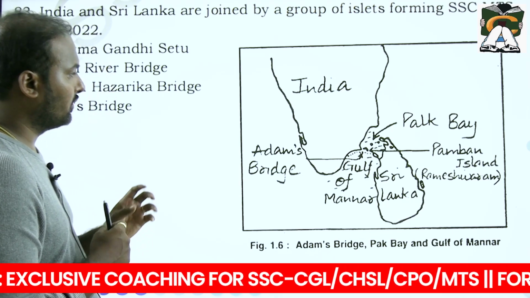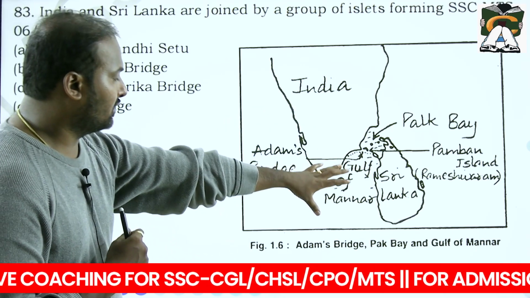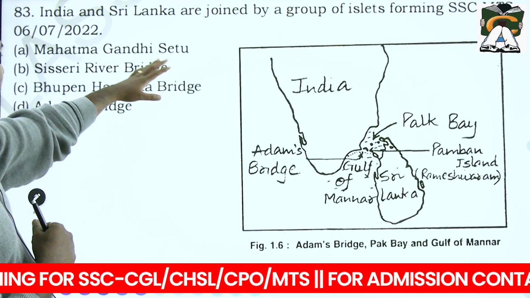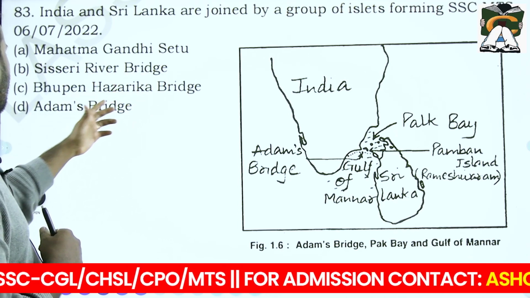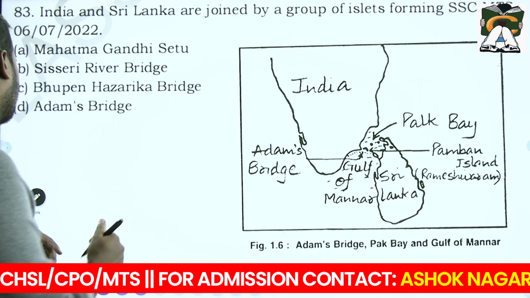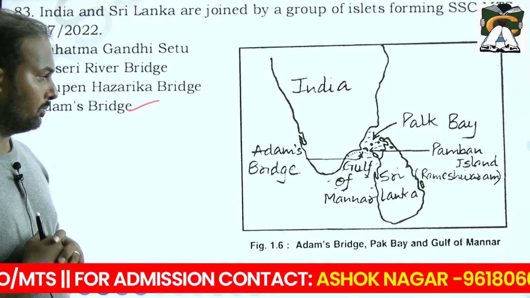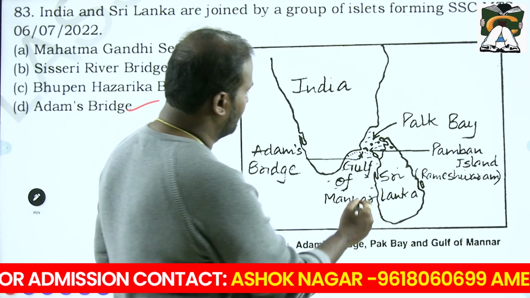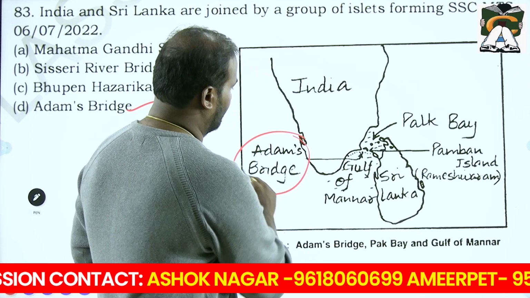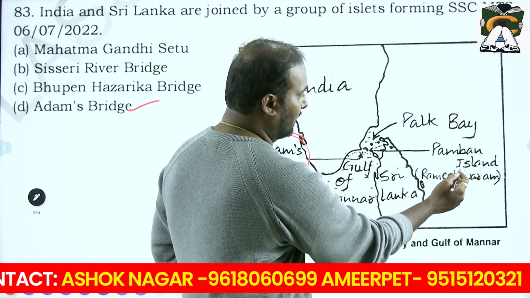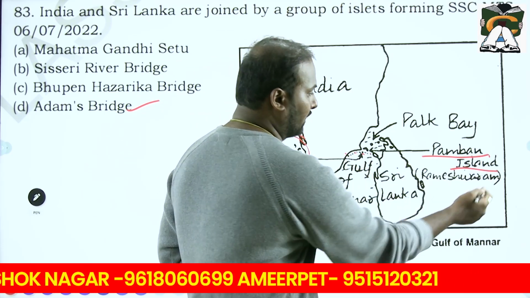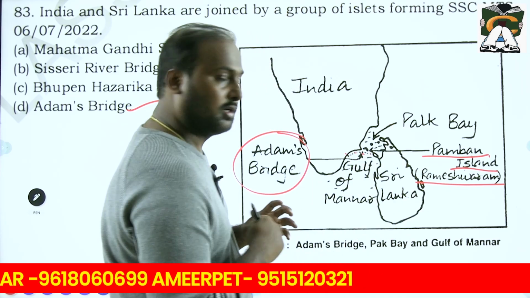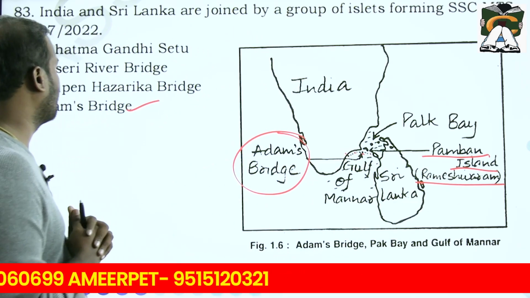Next, India and Sri Lanka are joined by a group of islets forming what? You can see these islets between India and Sri Lanka. There is Mahatma Gandhi Setu, a river bridge, and Bhupen Hazarika Bridge. No, Adams Bridge. So your answer is Adams Bridge. You can see here this is the Adams Bridge. Even Pamban Island, where Rameshwaram is present, is part of the bridge as well. So it is very, very important.